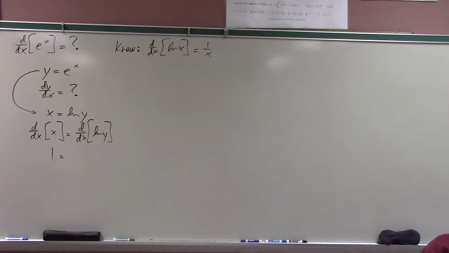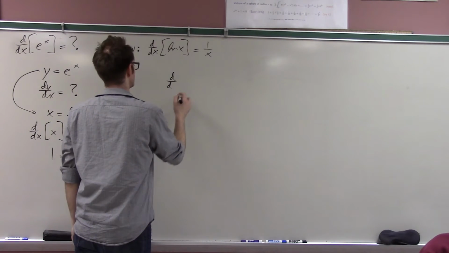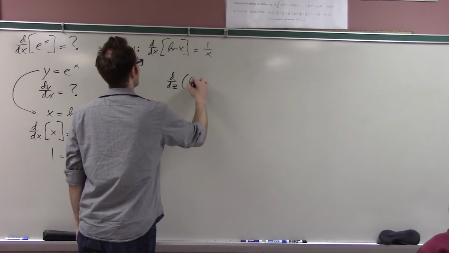Okay, this is kind of tricky, right? This is tricky because, okay, so first of all, what is the derivative with respect to z of ln z?